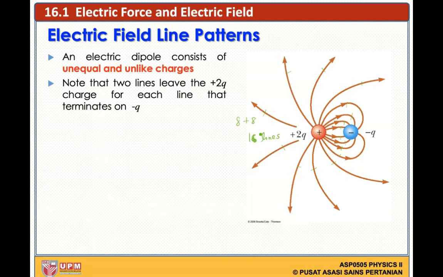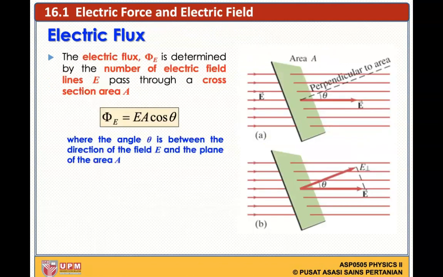And the number of lines that should end up at the negative charge should be half of the number of lines from 2Q. So half of 16 is 8. So 8 lines go into minus Q. So 16 from 2Q, 8 into minus Q. Remember, the number of lines is proportional to the value of the charge. Okay? Okay, so now we go into electric flux.